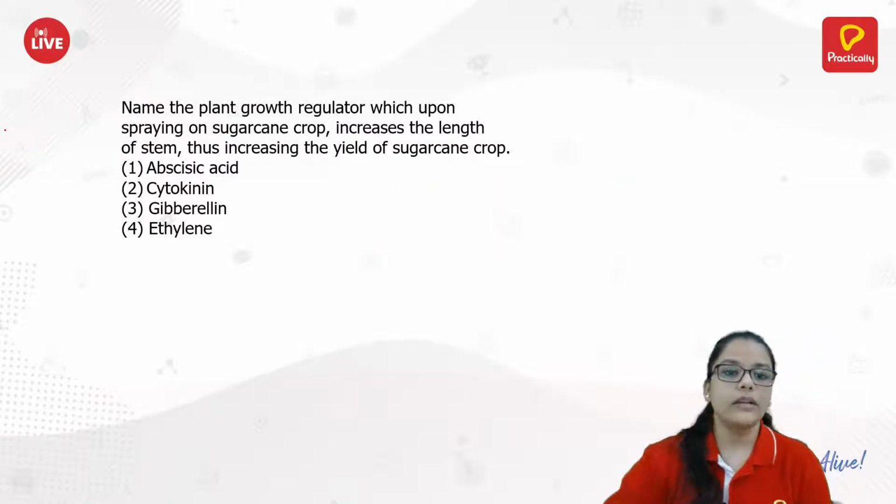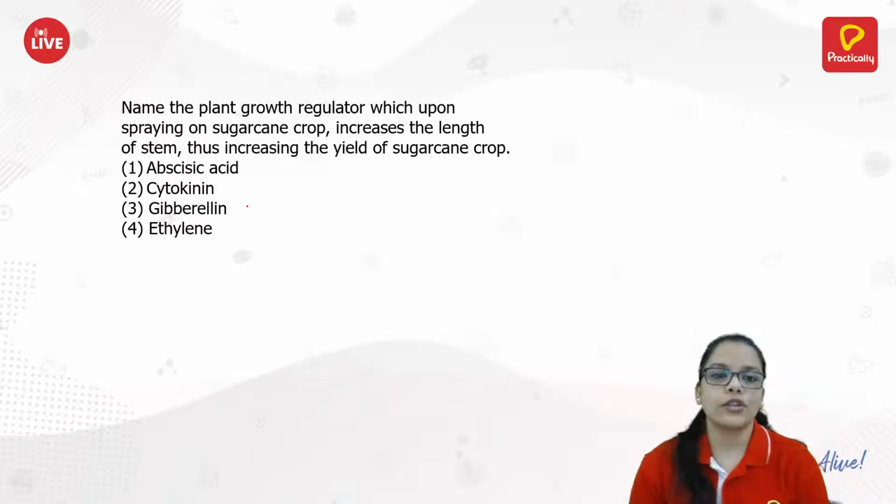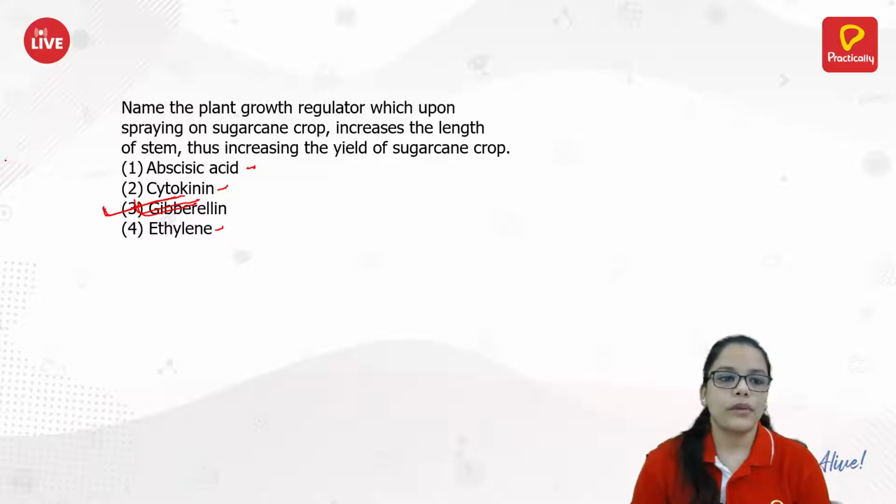Okay, now name the plant growth regulator upon which spraying of sugarcane crop increases the length of the stem. Okay, whenever we are trying to increase the length of the stem, the answer will be gibberellin. This is for fruits. This is not for stem. This is for other parts, not even abscisic acid. Okay, the answer is gibberellin.